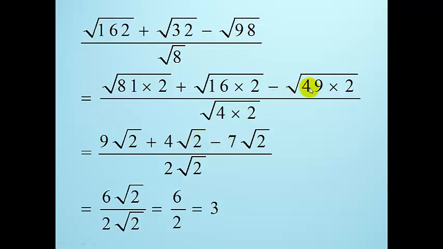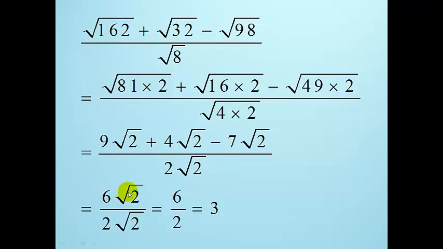Minus, when we take the square root of 49, the answer is 7. So we have 7 root 2. All divided by, taking the square root of 4, the answer is 2. So we have 2 root 2. Now, when we consider the numerator, we can see that they carry the same set, root 2, root 2, root 2. That means that we can add and subtract the coefficients. So we have 9 plus 4 minus 7 root 2, and 9 plus 4 equals 13. Now 13 minus 7 equals 6.